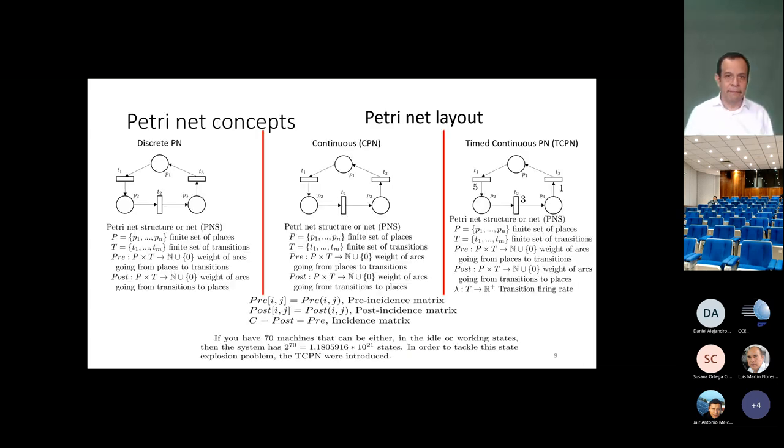What is a Petri net? A Petri net has two components. One is the Petri net layout or graph, and the other part is the marking.